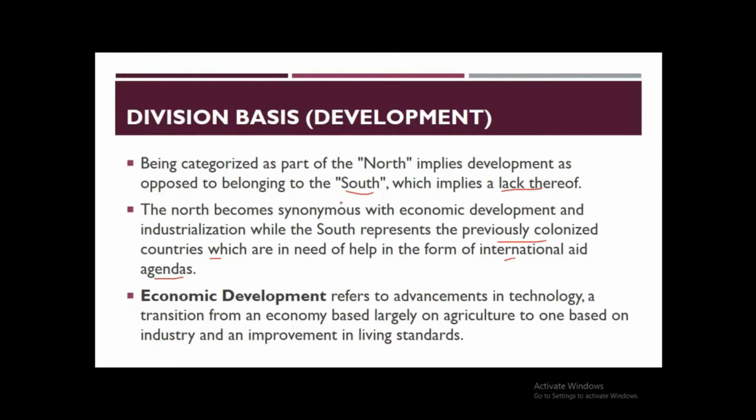What is economic development? The definition of economic development is the advancement in technologies, the transition of an economy from an agricultural base to an industrial one, and an improvement in living standards. So that's the divisional basis of the North-South division.